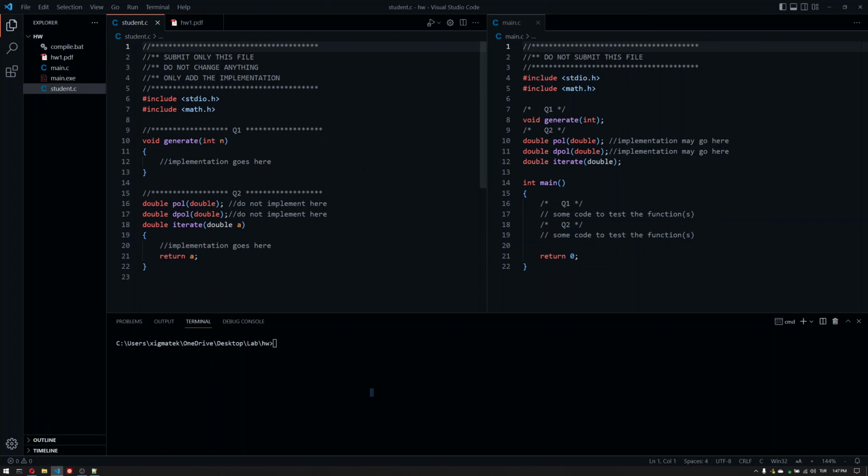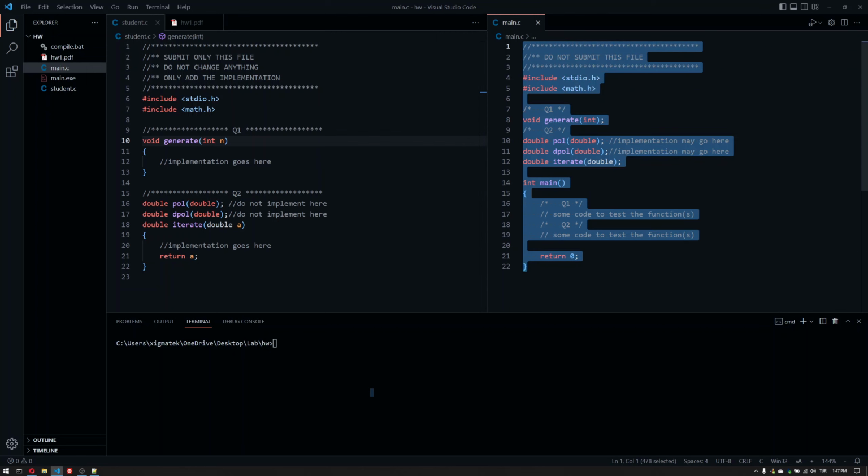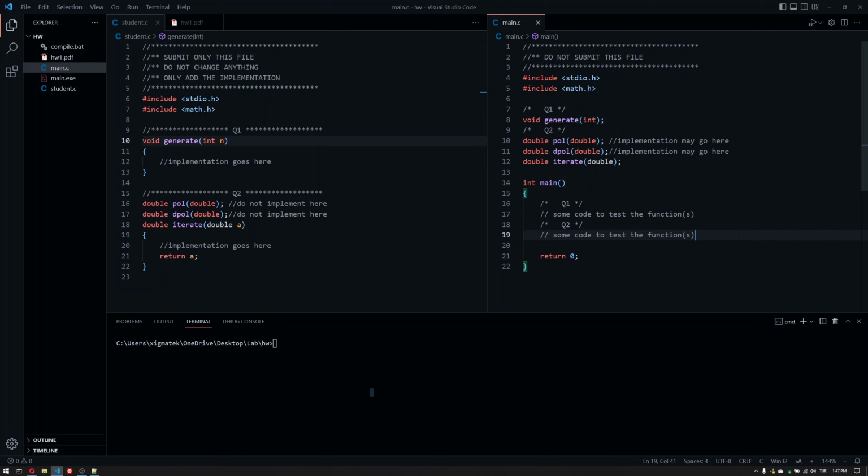So now there are some indicators here. Submit this file. You should have only submitted this file, the student.c file, not the main.c file. And the reason for that is that I'll use a different main.c file when I'm grading your homework. So yeah, what do we have here?